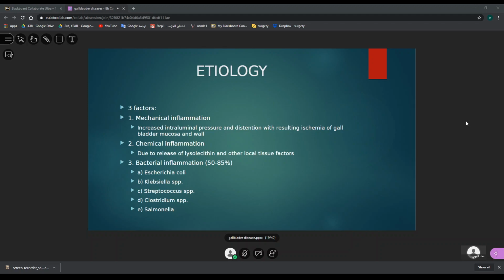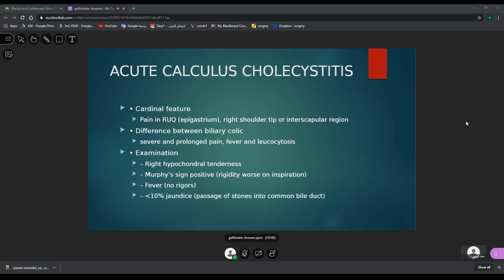What is acute calculus? I think a stone stuck in the cystic duct or the opening of the gallbladder, and then it will progress to inflammation and infection. Good.